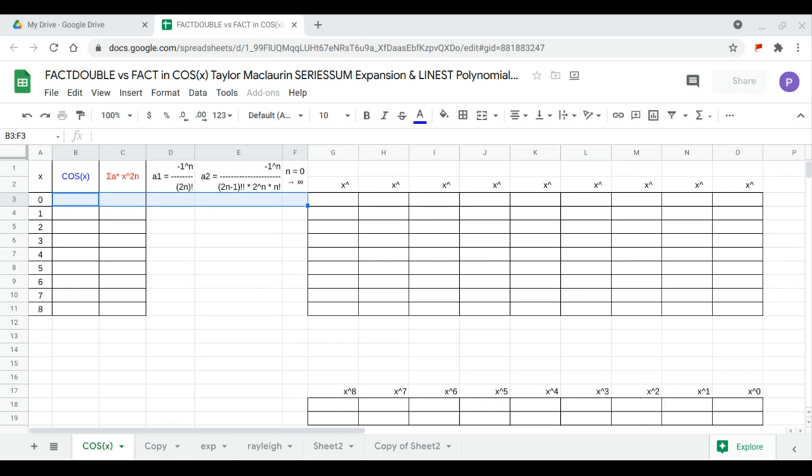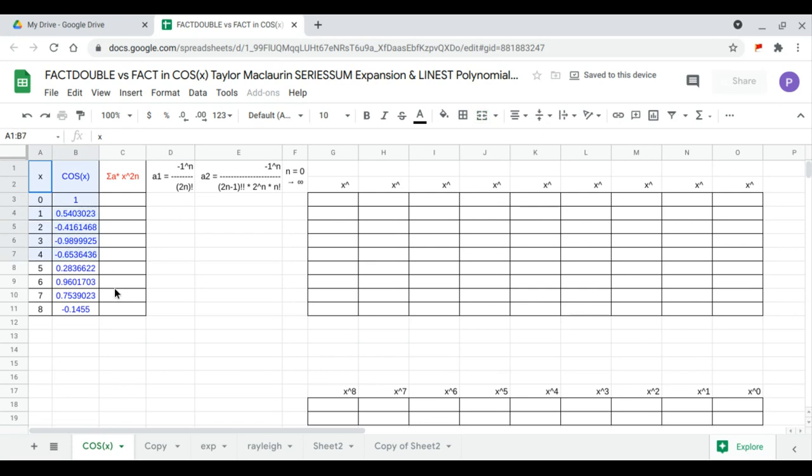In this video, we'll use double factorial and factorial in the Taylor series expansion of cosine. We begin with the dataset of cosine, which is an array formula, cosine of the x values 0 to 8.